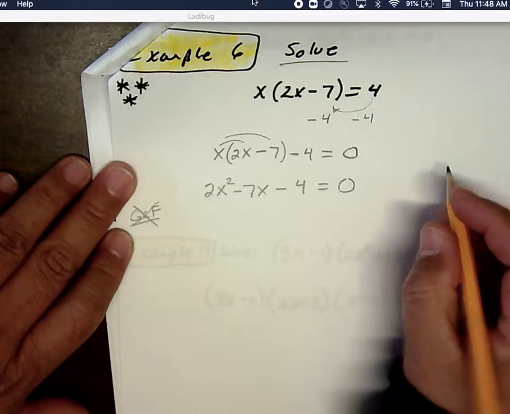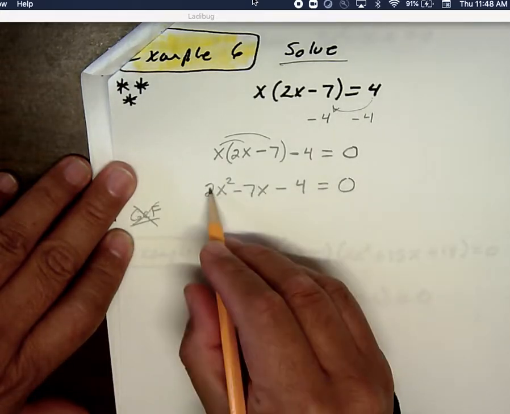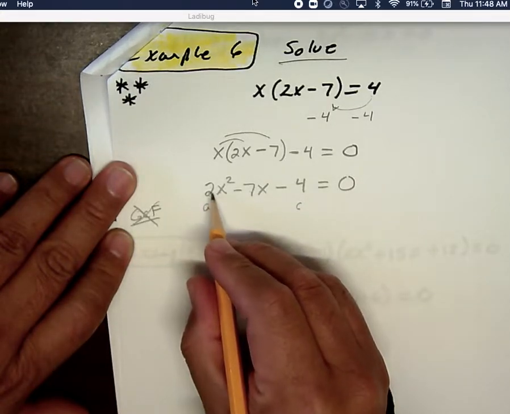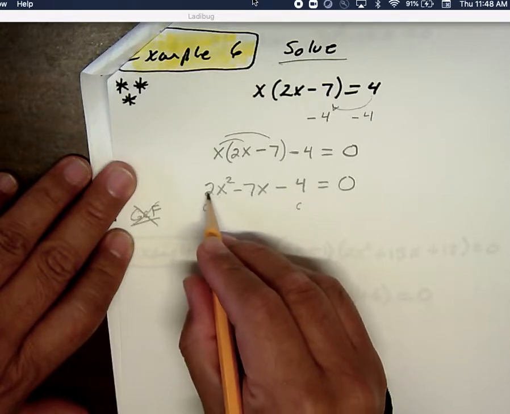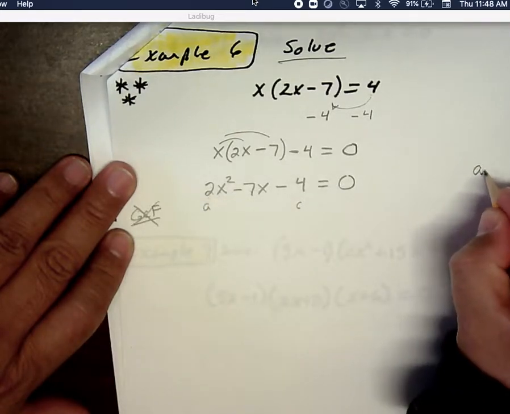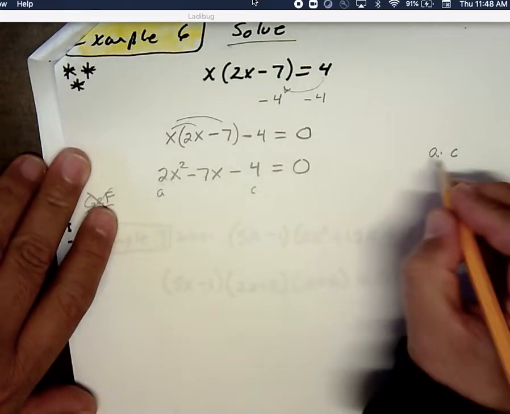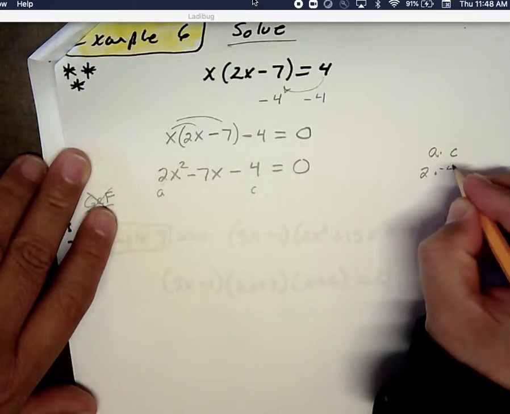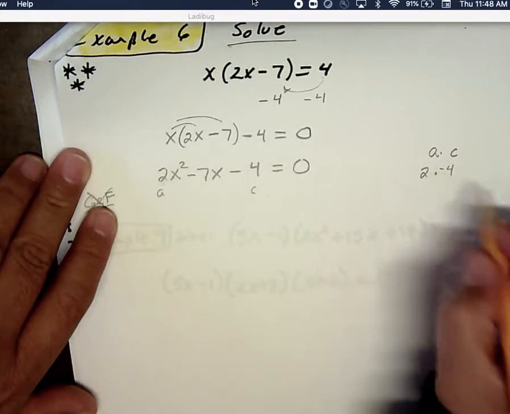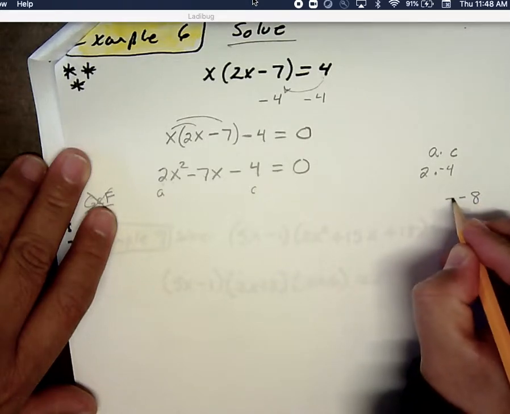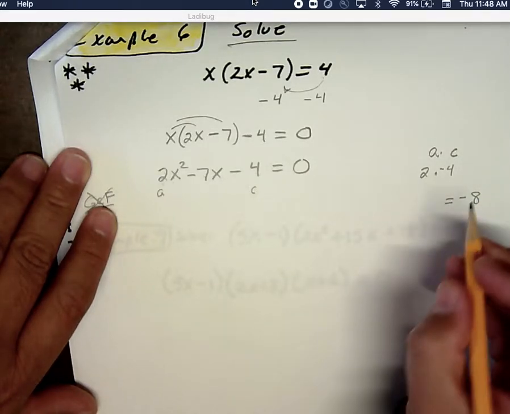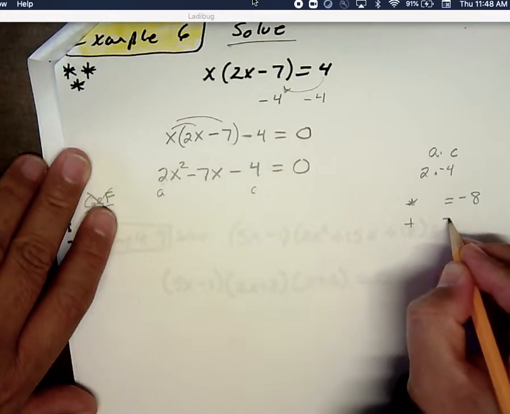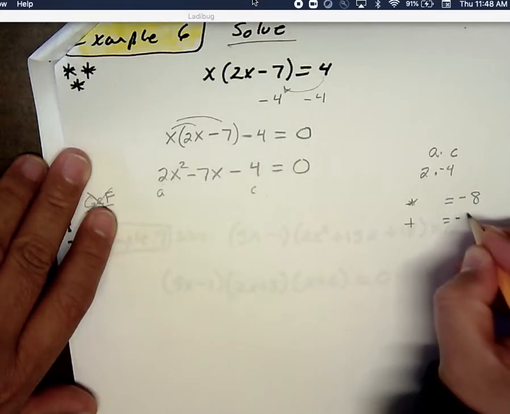So let's factor this. Remember, this is where we're going to do the A and the C, because the A is greater than 1, so you have to do the AC method. A times C would be 2 times negative 4. So 2 times negative 4 would give you negative 8. So you need to find two numbers that multiply to negative 8 and add to negative 7.